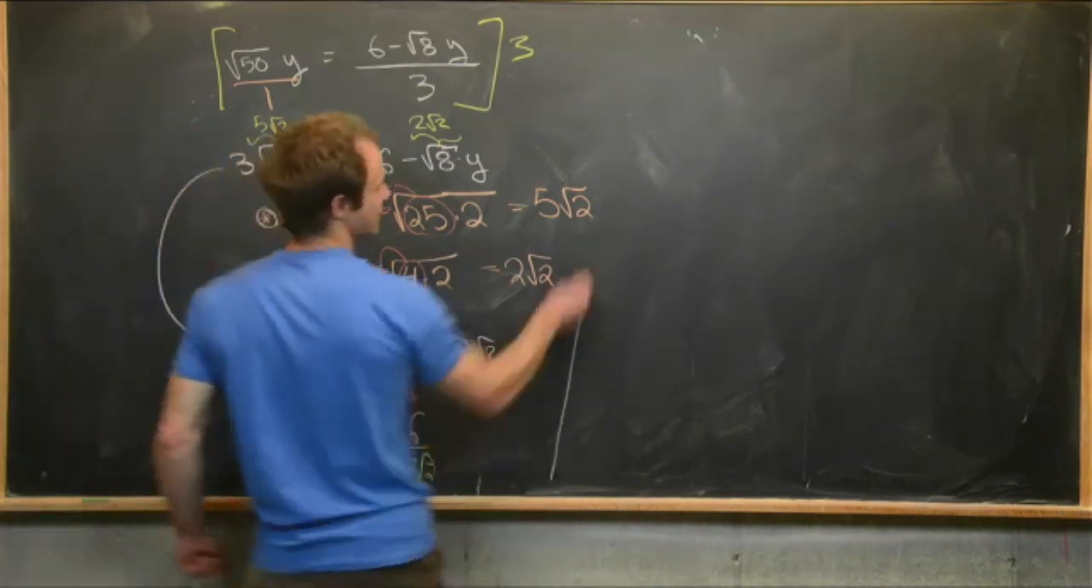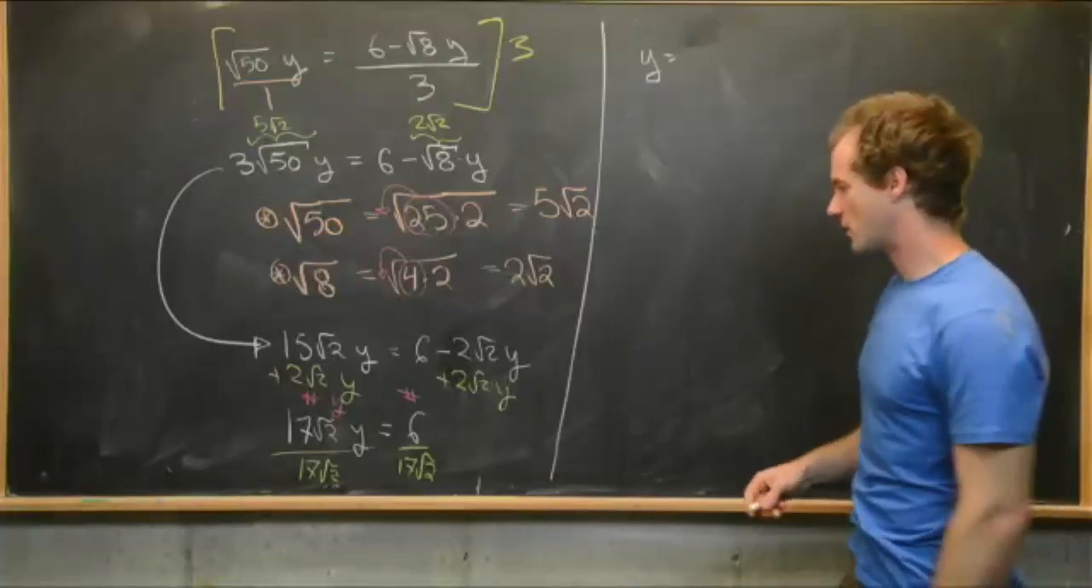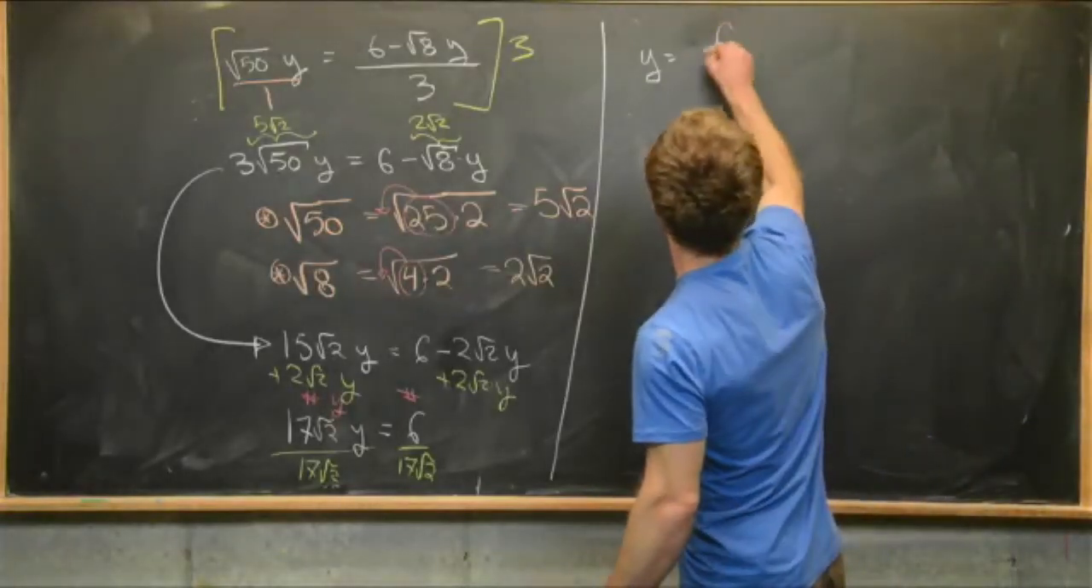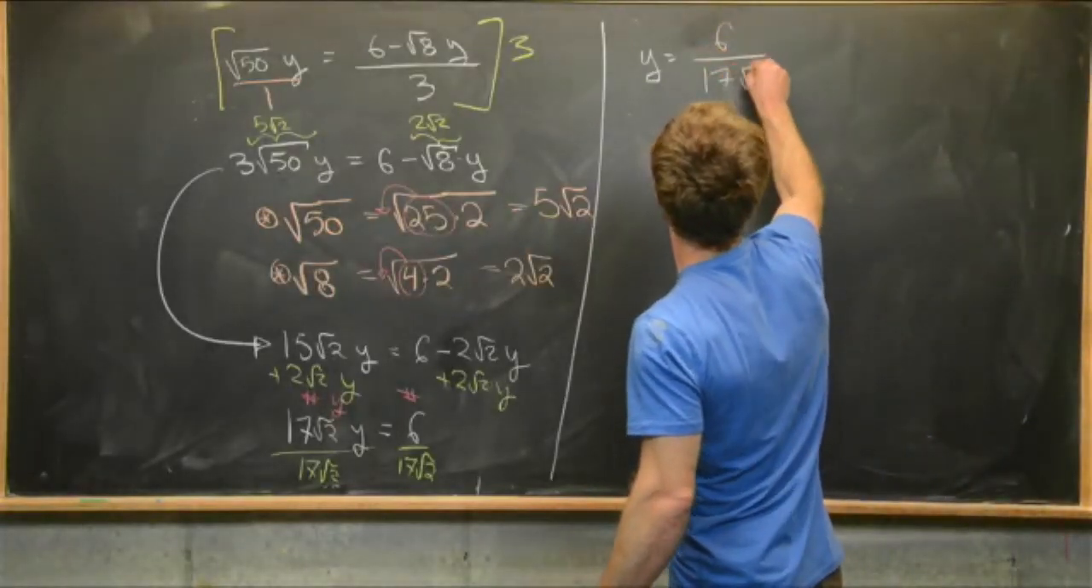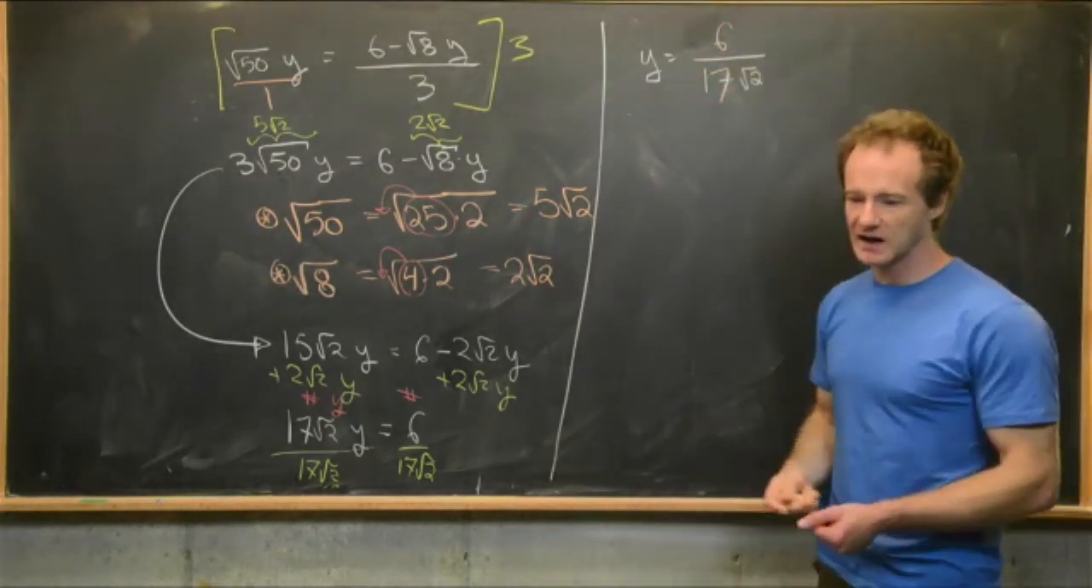That's going to leave us with a y by itself on the left-hand side. And then on the right-hand side, we have 6 over 17 root 2. And then I think that's a fine place to leave it.